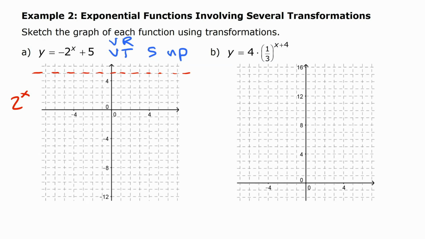The y-intercept would have been, if it was just the basic 2 to the x graph, 1. In other words, 1 above the asymptote right there in the middle. It's instead going to be 1 below the asymptote. So I'm going to put a point right there. And then we can put a few other points in there.